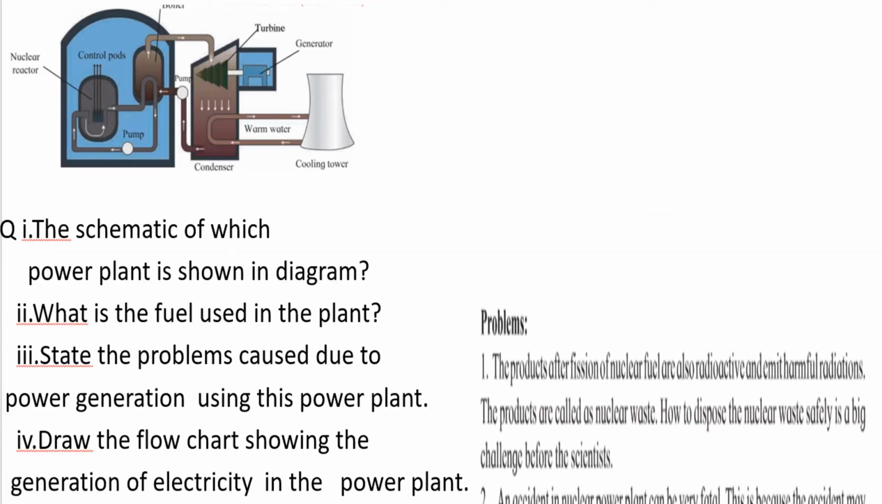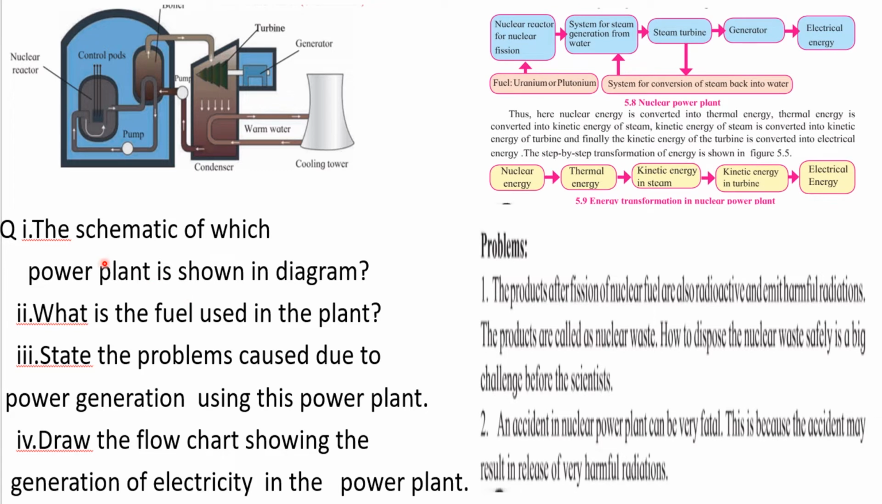Let us move to our next diagram based question. Here, the schematic of the power plant is shown in the diagram. So, it is about the nuclear power plant. What is the fuel used in the plant? We know uranium and plutonium are used as the fuel.